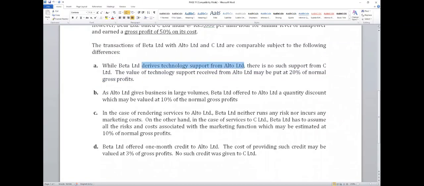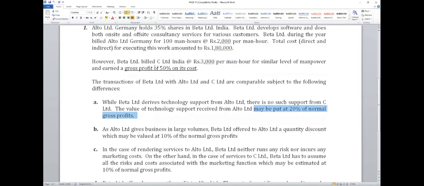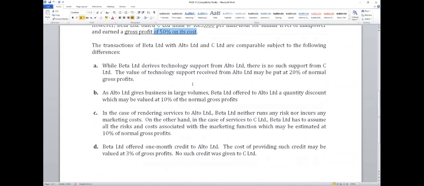Why your profit margin is less, sir? We will tell you. Reason number one, our AE provides technology support for us. And the support. So if you see 20% of the normal GP 50%, 20% of 50% is 10% equivalent cost. We are reducing that profit margin. And they are giving us some technology support which can be put at 20% of normal GP. So 50 or 20%, 10% கம்மி பண்ணி அப்போ நீங்க 40% ஆட் பண்ணிருங்க.